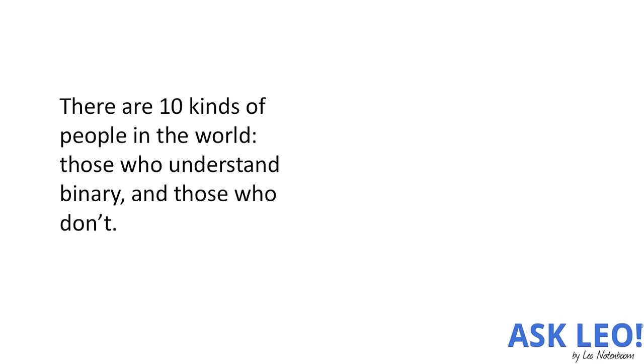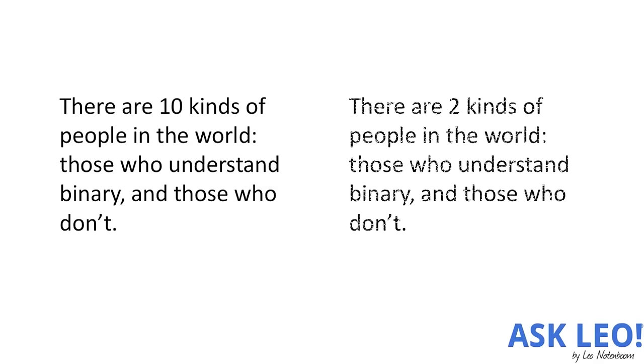Oh, and before we go, if you've ever run across this particular piece of humor in social media and so forth, now you're in a position to understand it. There are 10 kinds of people in the world, those who understand binary and those who don't. It's actually a mispronunciation. The correct way to state this is that there are 10 kinds of people in the world, because 10 is, of course, binary for 2. Take care, everyone.